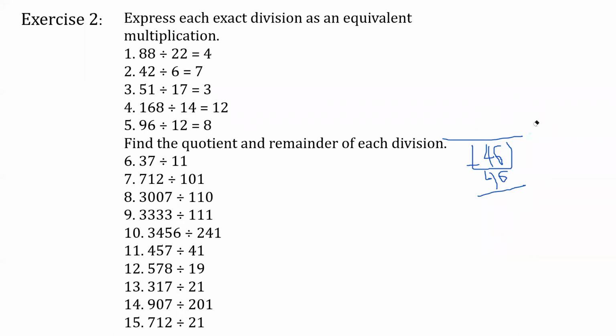So first I erase these values, and as homework, you should find the division of these values. In the first 5 tasks, express each exact division as an equivalent multiplication, and in the second tasks, find the quotient and the remainder of each division.